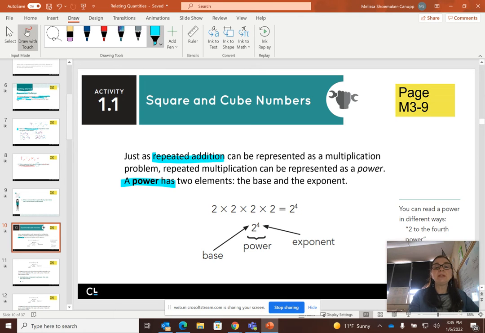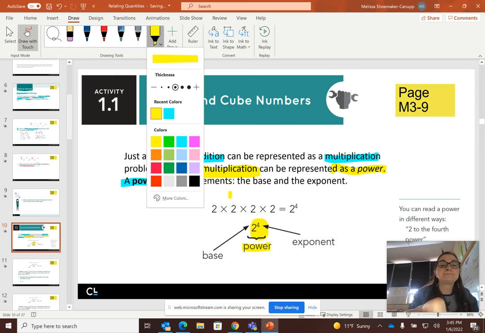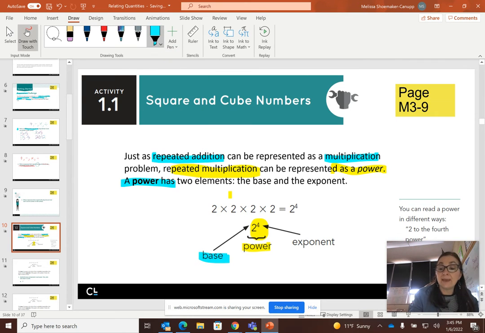We know that repeated addition is multiplication. We can also multiply over and over again, okay? So repeated multiplication is represented as a power, okay? Now, power is 2 to the 4th power altogether. So you have the 2 and then the little floating baby 4. Together, they make up what we call the power. The base, then, is just the 2.